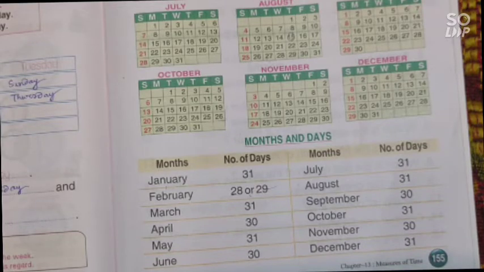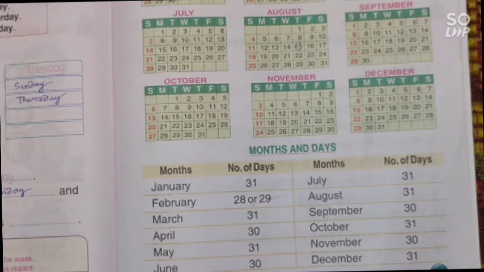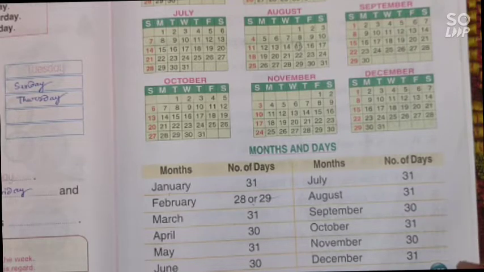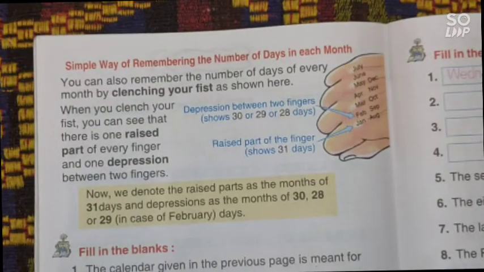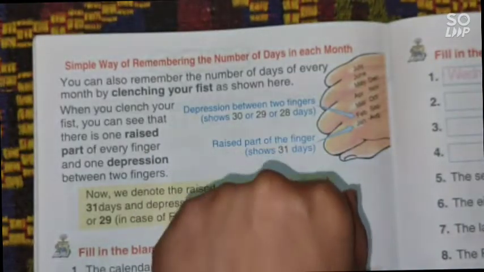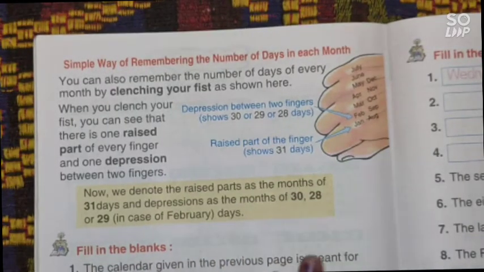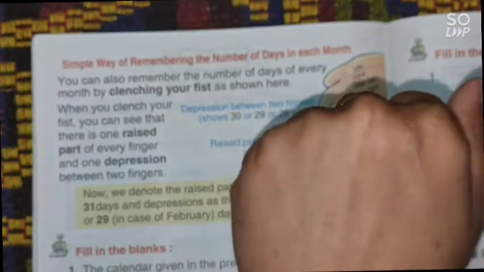But how can you remember which month has 30 days and which month has 31 days? I will tell you a simple trick for remembering which month has 30 days and which month has 31 days. So now I will show you a simple way of remembering the number of days in each month. First of all, what you need to do? First of all, you have to clench your fist. You have to clench your fist like this.